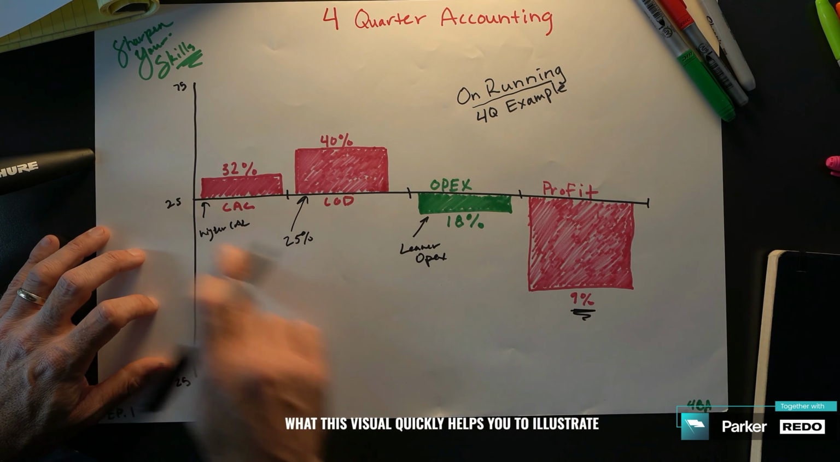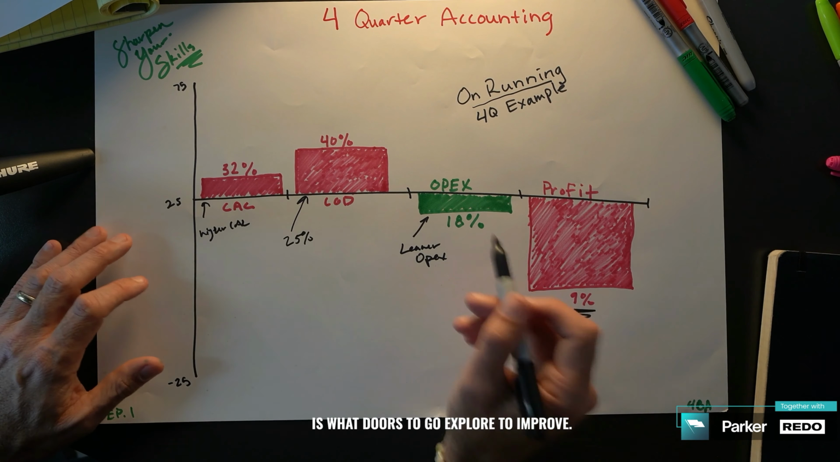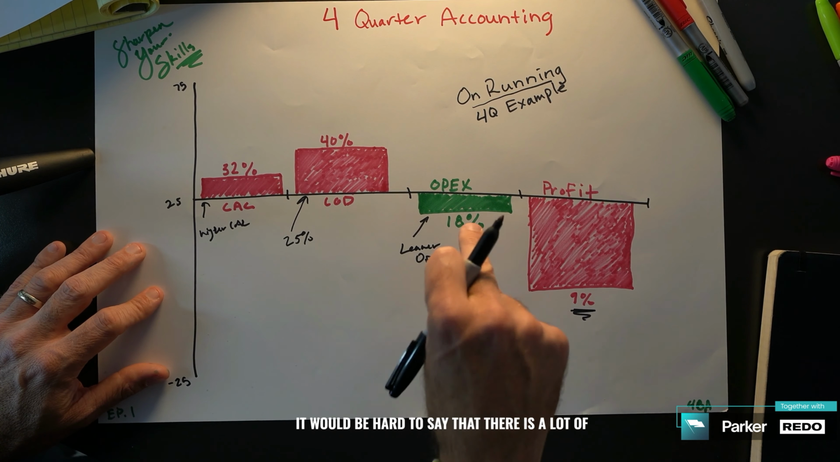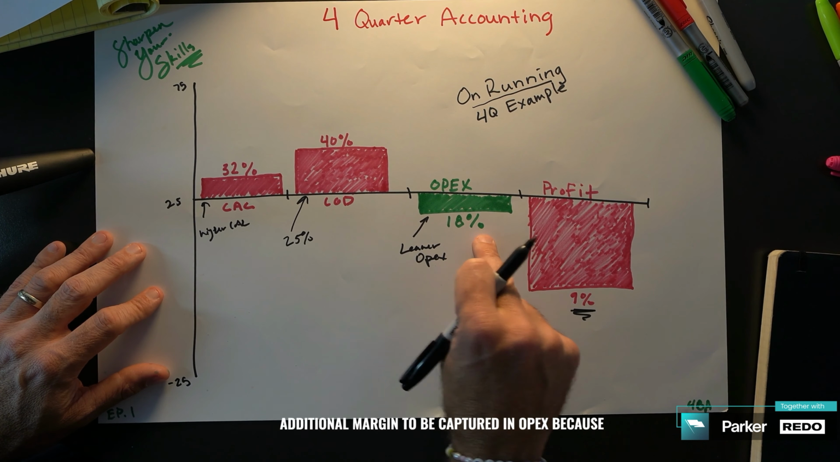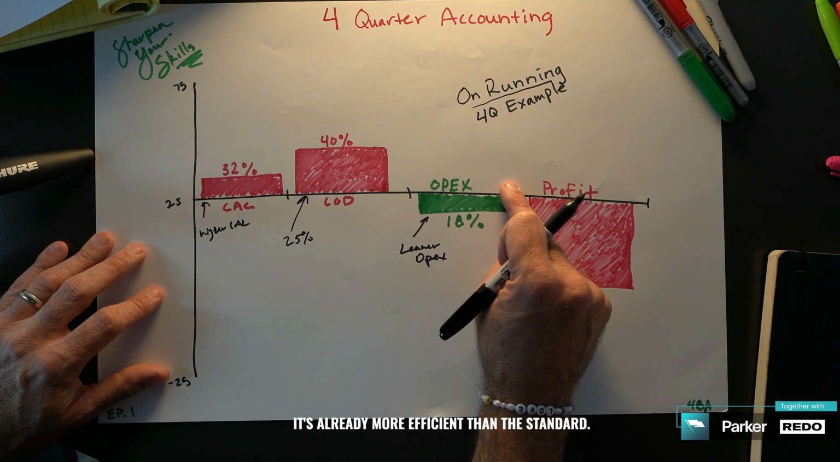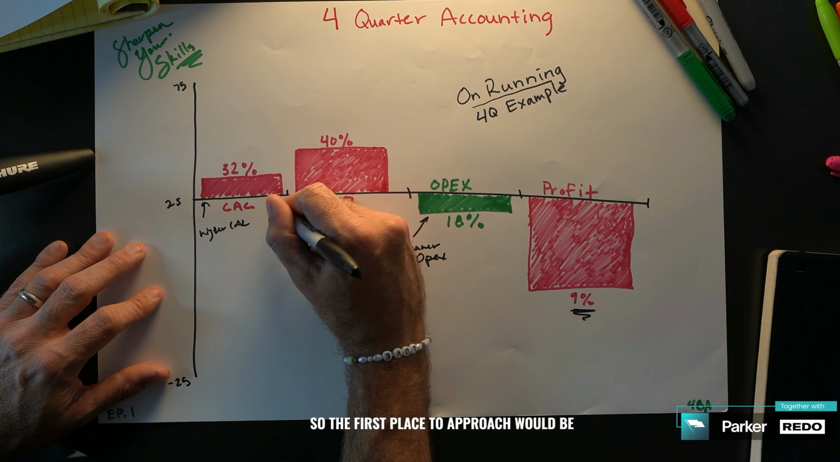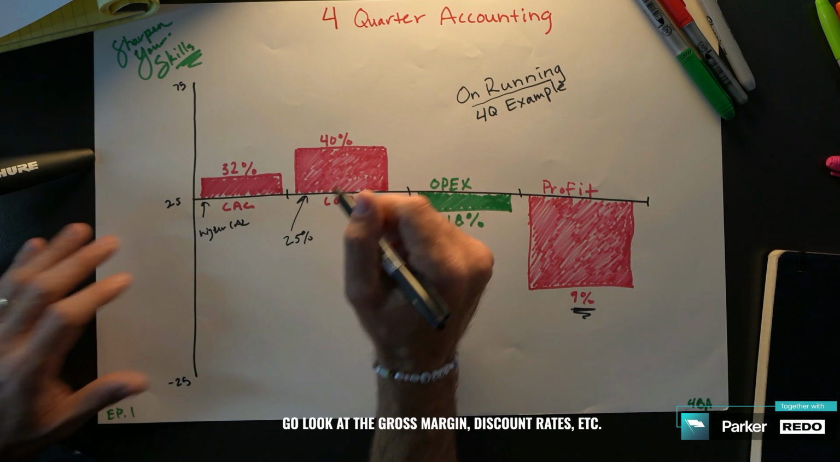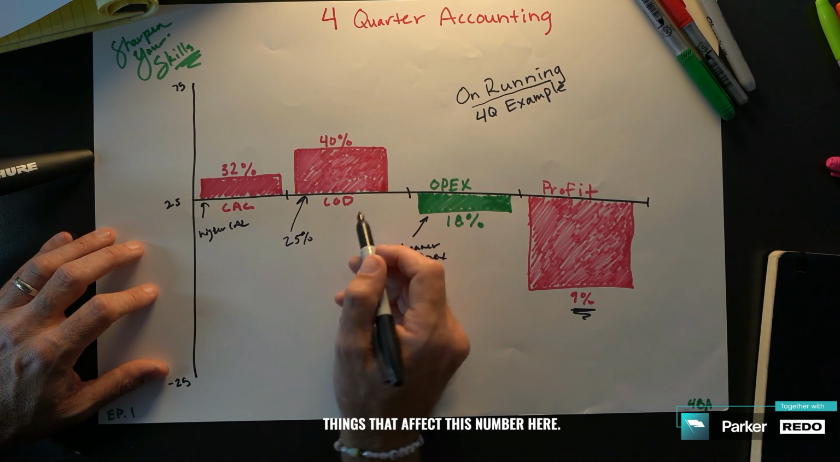What this visual quickly helps you to illustrate is what doors to go explore to improve. It would be hard to say that there is a lot of additional margin to be captured in OPEX because it's already more efficient than the standard. So the first place to approach would be increased efficiency of marketing dollars, or to go look at the gross margin, discount rates, etc., things that affect this number here.